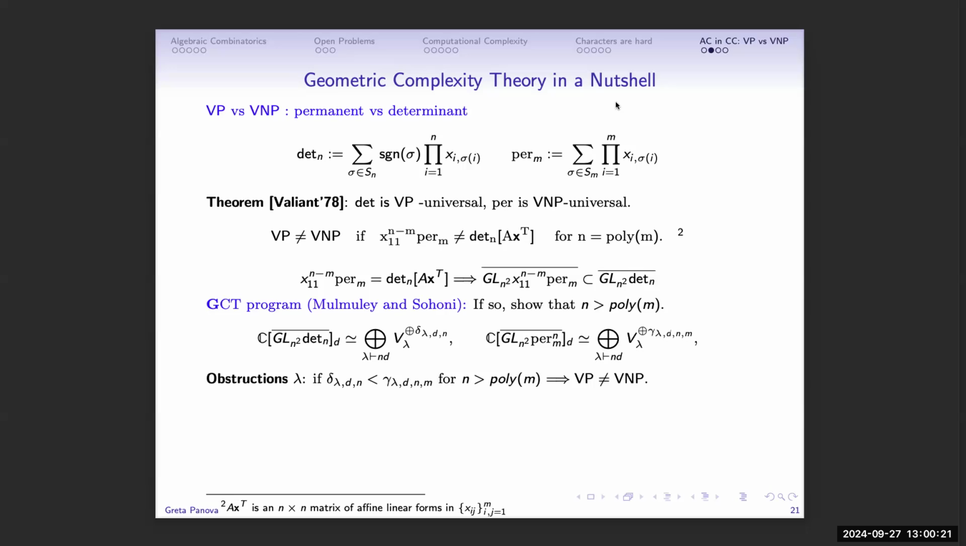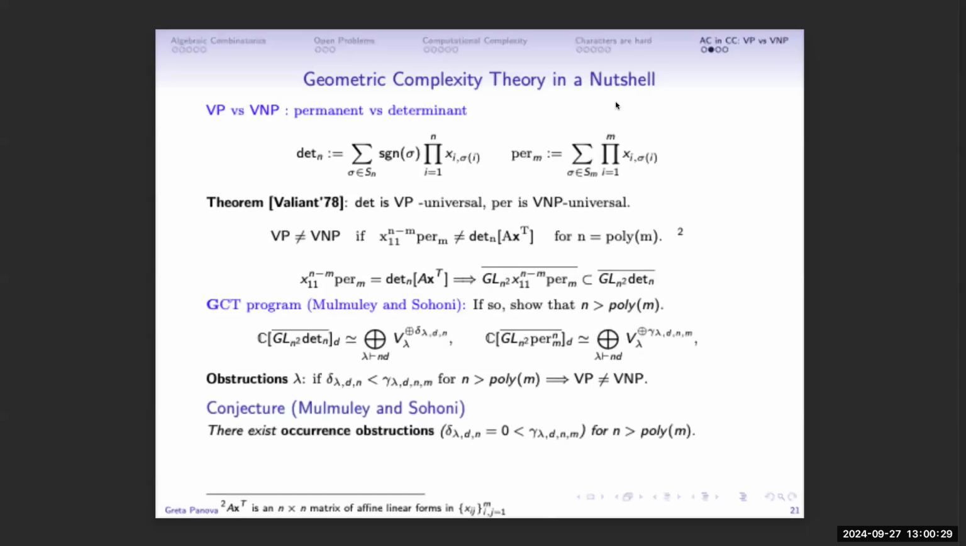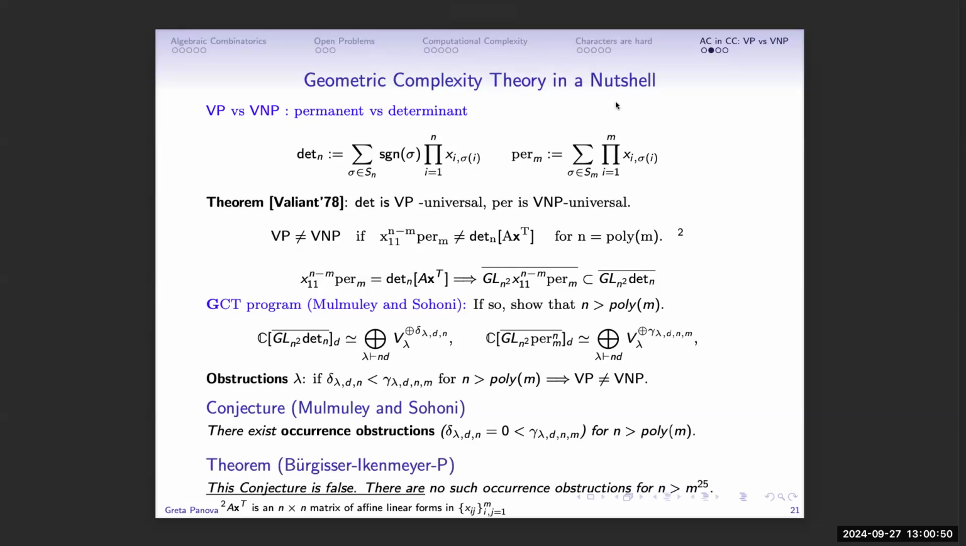So if you find some lambda with this inequality for n bigger than poly m, then you get VP is not equal to VNP. But those multiplicities are difficult, as you can probably guess. So then they were hoping that there is an occurrence obstruction, that when this is 0, the other one can be positive for n super polynomial in m. And it turned out this is not the case. So this never happens. There are no occurrence obstructions, and at least this strategy is not going to work.